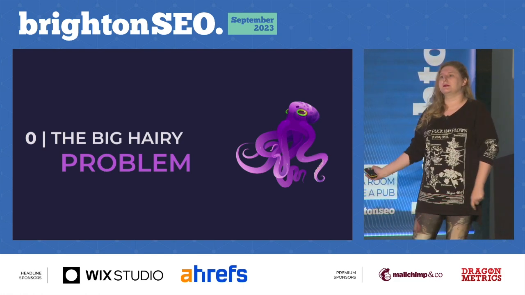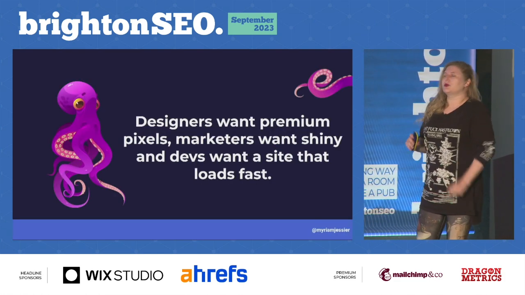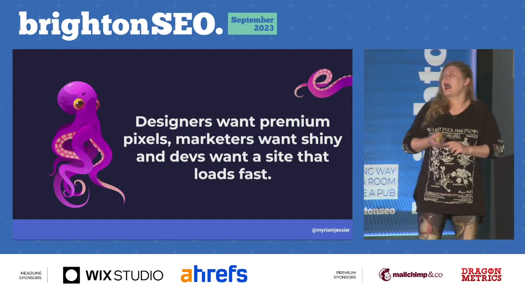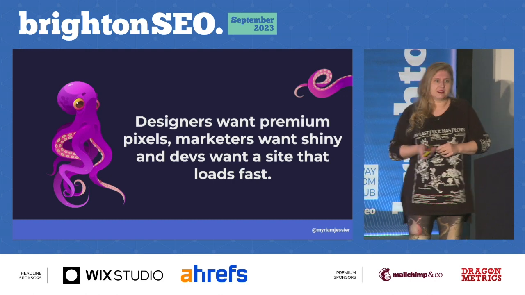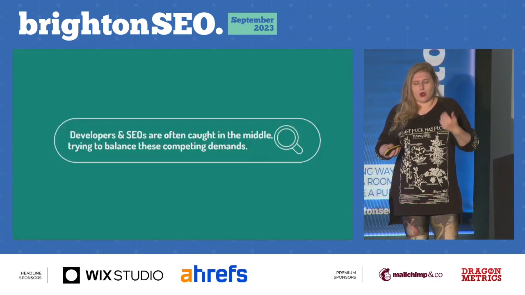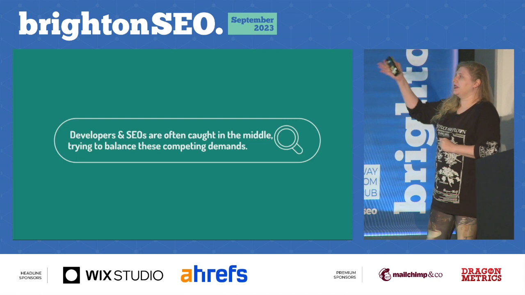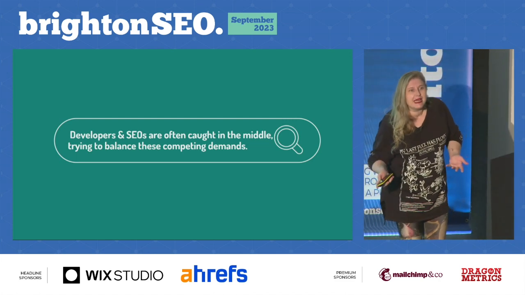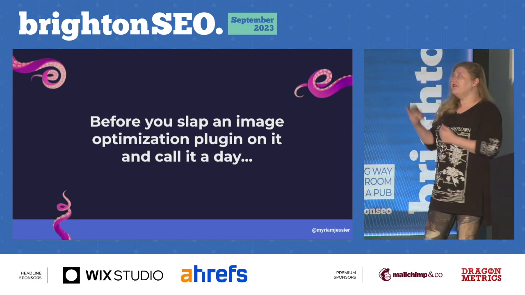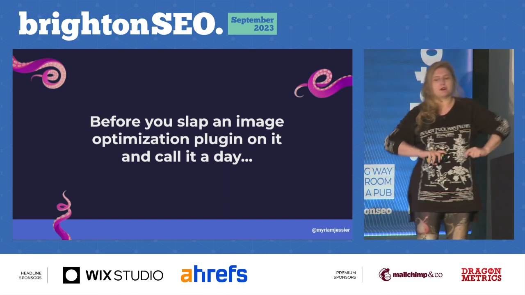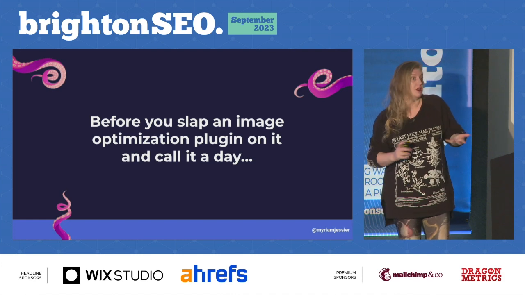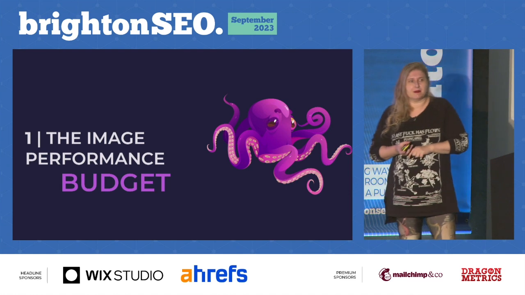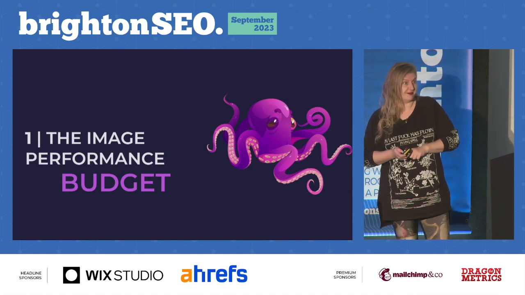The big hairy problem. It's that designers want premium pixels, and marketers want shiny, shiny visuals, and devs want a site that loads fast. Great. So what happens? Well, developers and SEOs are often caught in the middle. We're trying to balance competing demands. And before you slap an image optimization plugin on this and call it a day, and I worked for a few of them, I can tell you that you should consider an image performance budget.